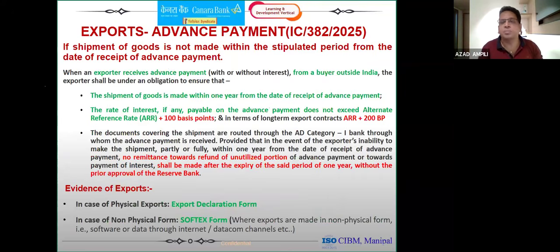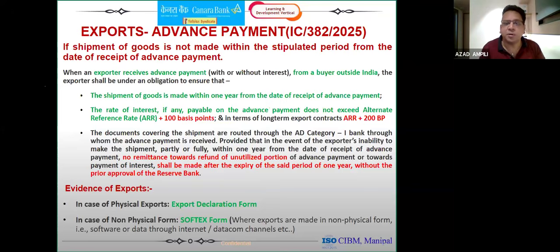Now, exports advance payment, IC 382/2025. See, advance payment is a very interesting concept. It will be there in exports and also in imports. In exports, our exporter will ask the overseas buyer: you send an advance, then I'll send goods. So the overseas buyer has sent the advance payment. But what happened? Our exporter was not able to get the goods ready and is not able to do the shipment on time. So he has to send it back, right?